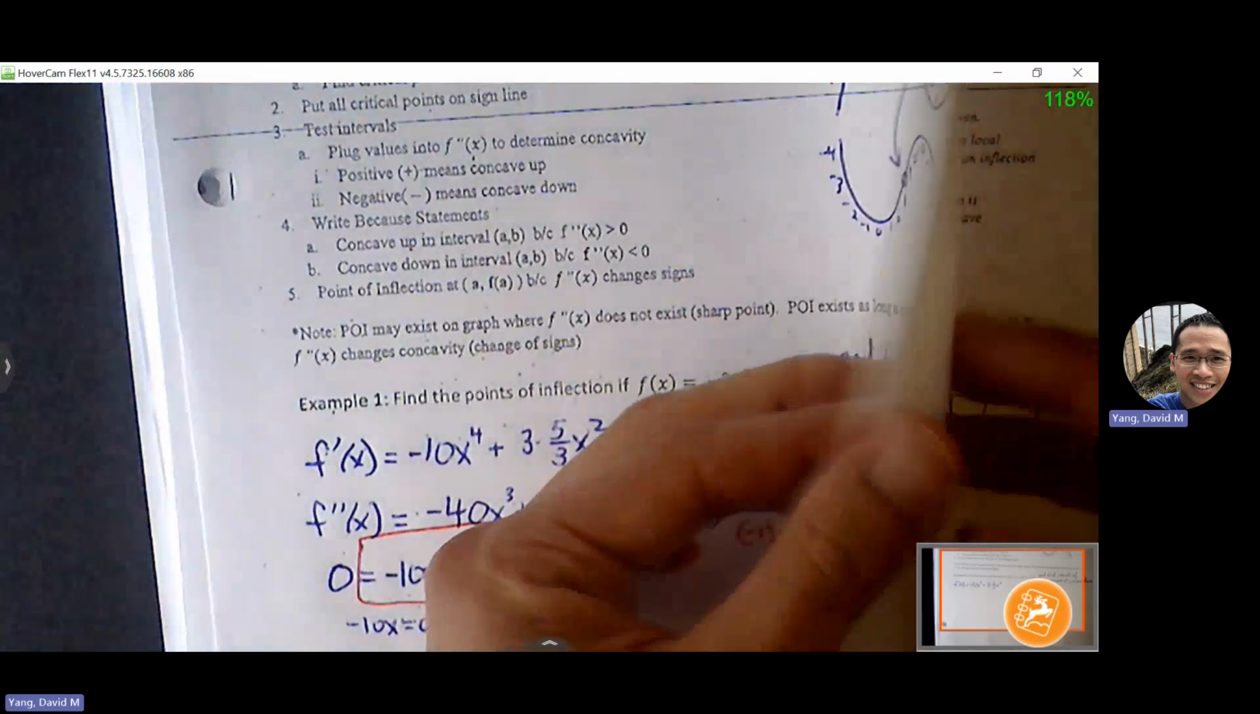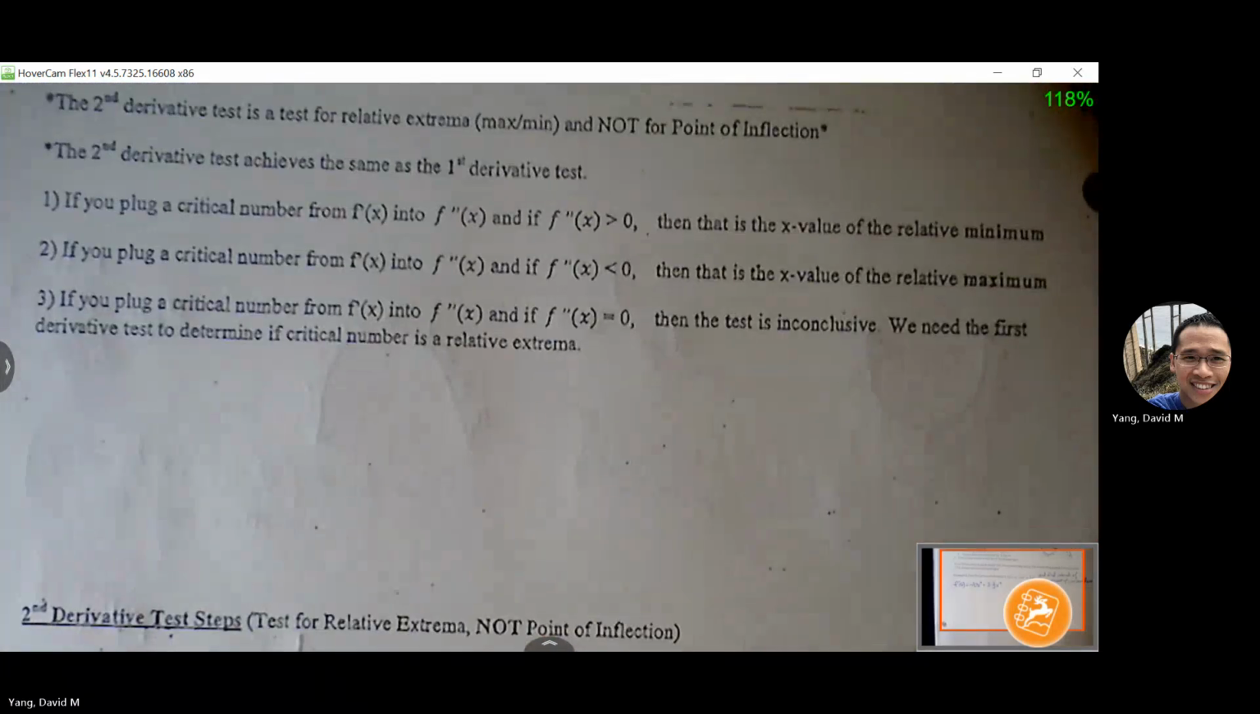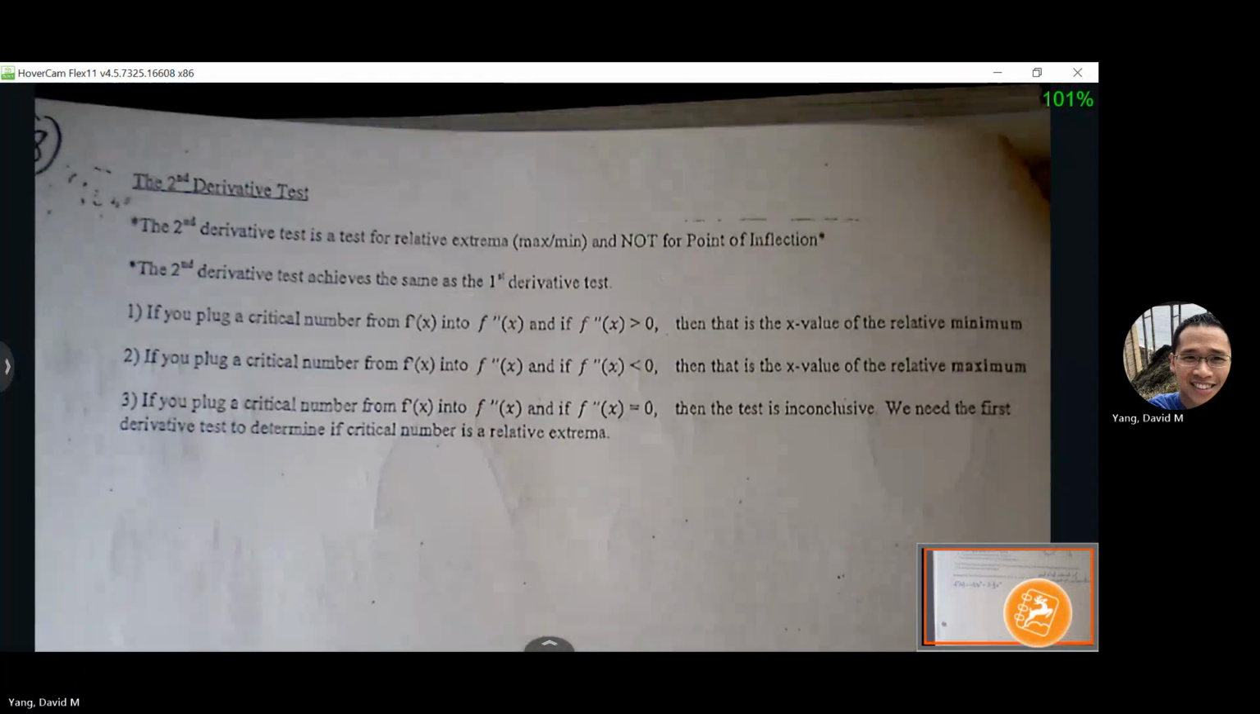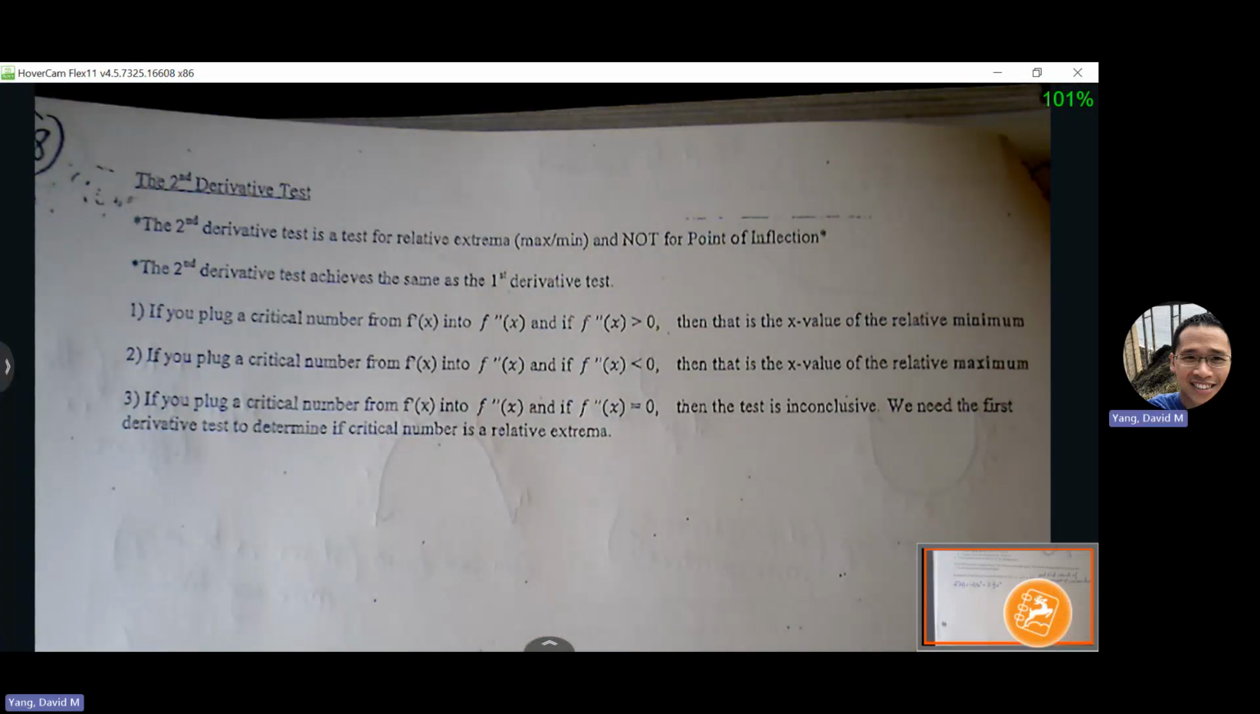All right, let's go to the next page. So we talked about the first derivative test, which is basically the same thing here. It's just that the sign line is at the f prime level, not the f double prime level. We've also talked about this test for concavity, which is what we just did here with the sign lines that tell us points of inflection as well as intervals of concave up and concave down.